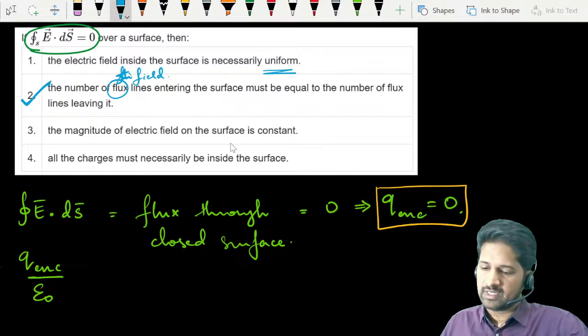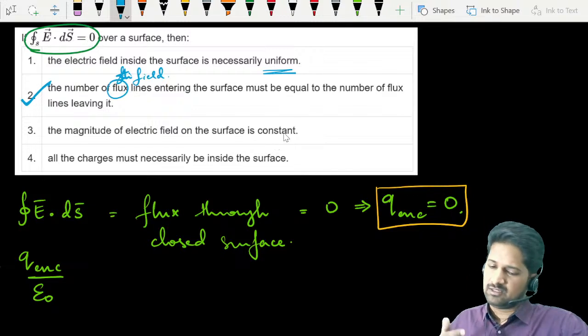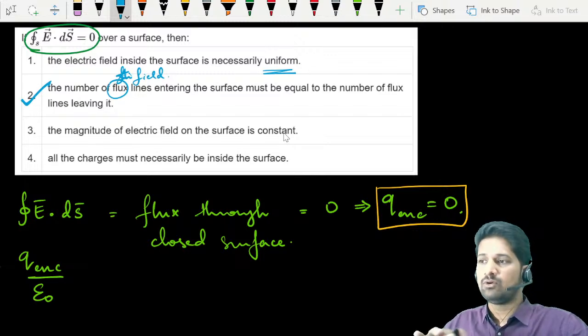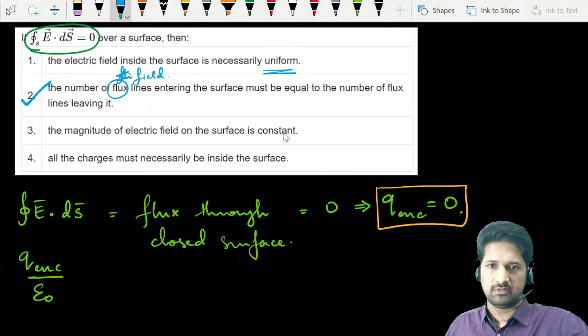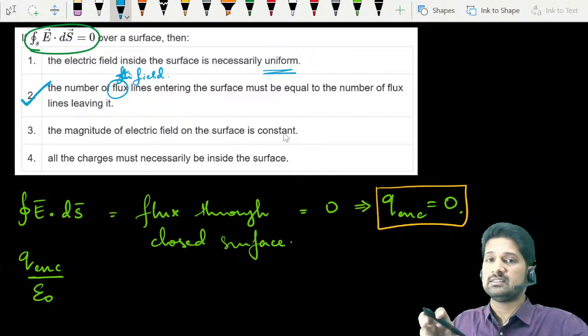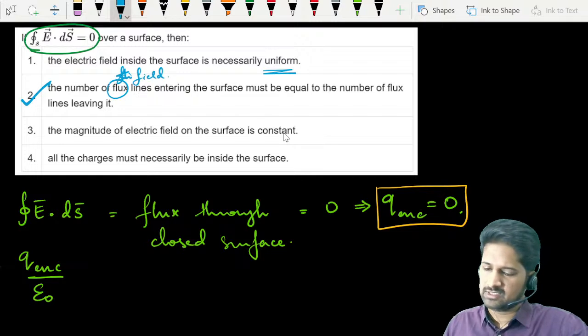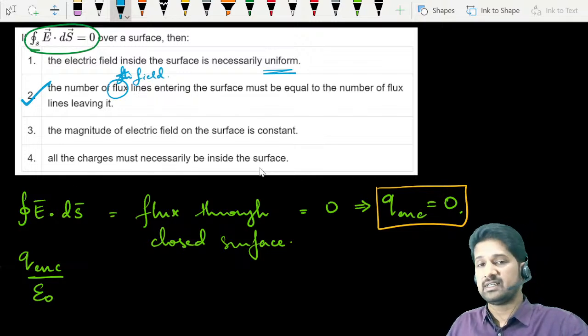Let us look at the third and fourth statements also. The magnitude of electric field on the surface is constant. Now we cannot comment on whether the electric field is constant or not. As I said, we don't know the charge distribution. We only know that the total charge inside the closed surface is 0. So we cannot comment on the electric field. Next, all the charges must necessarily be inside the surface.